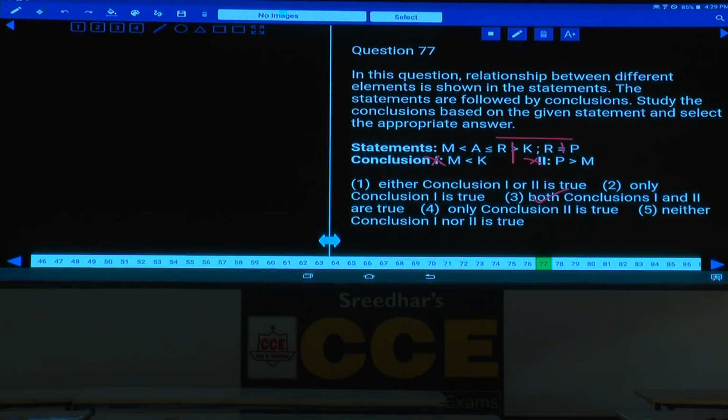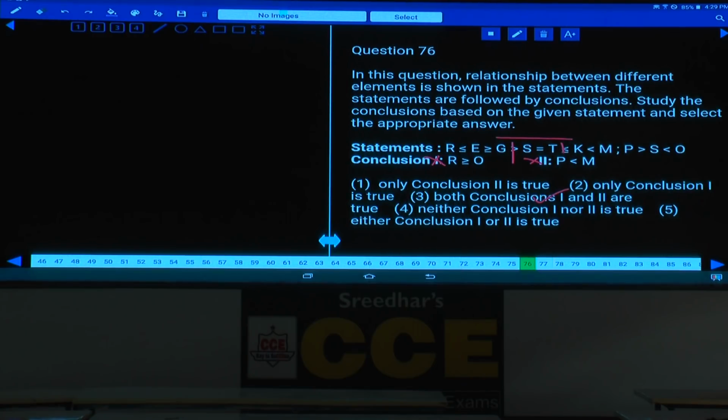Then coming to 76, now in this 76, the relation between R and O. Between R and O, R is here, isn't it? S is here, S to O. Between R and S, there is one lesser than, one greater than, hence no relation between these two. First conclusion does not follow.